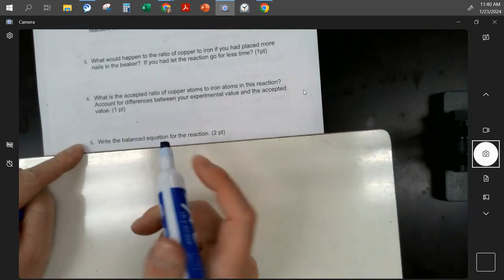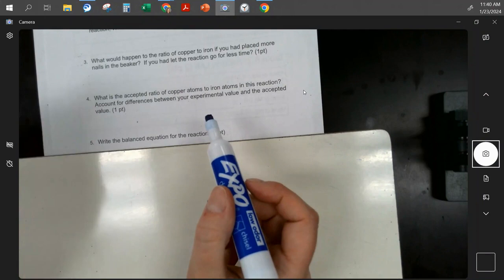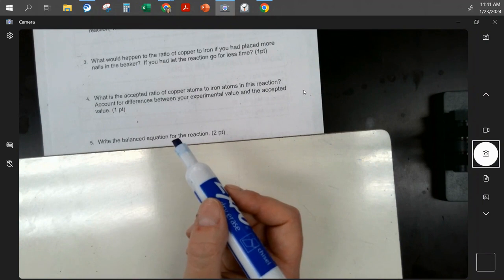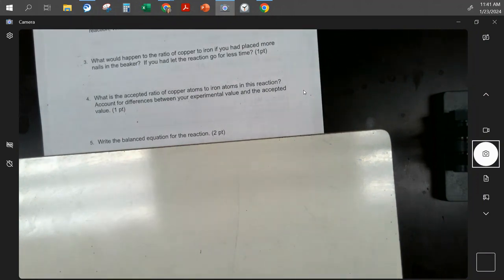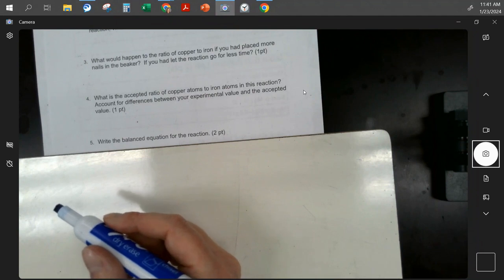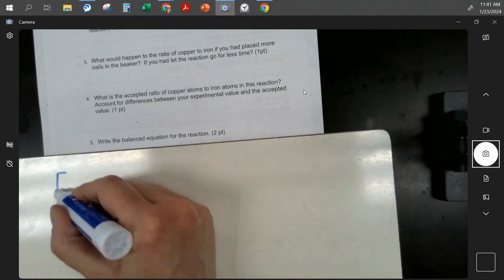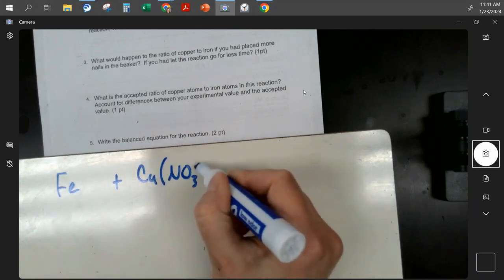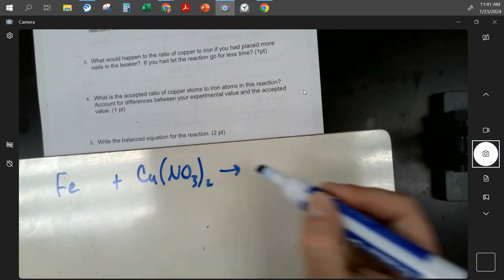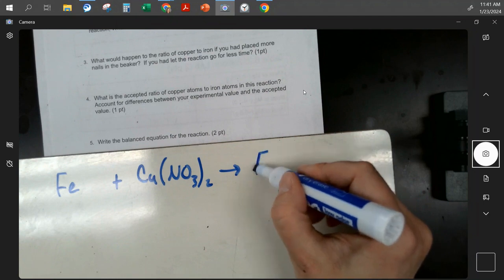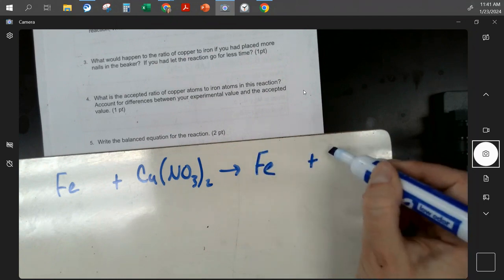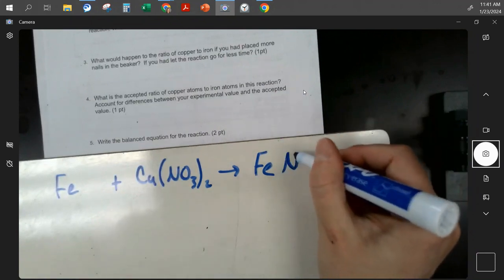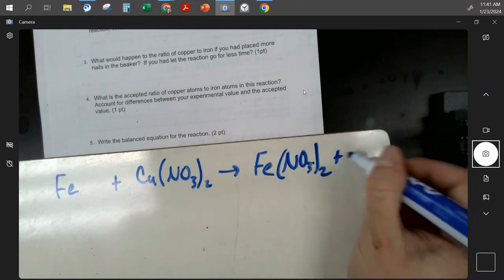Okay, so let's do number 5 first, because we're looking for accepted value. So we're going to write a balanced equation for the reaction. Our class, most of us did it with copper nitrate, so we're going to write the copper nitrate version. We used iron. Then you put it in copper nitrate. Then we got out copper. We got iron nitrate and copper.